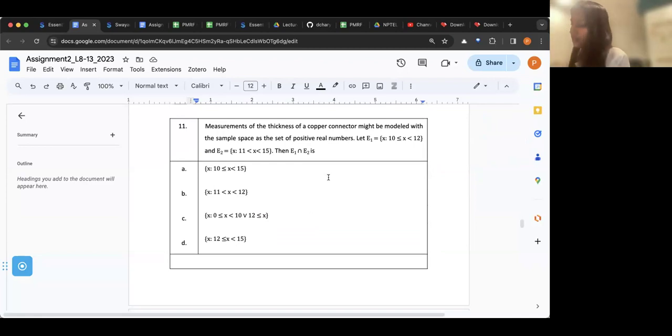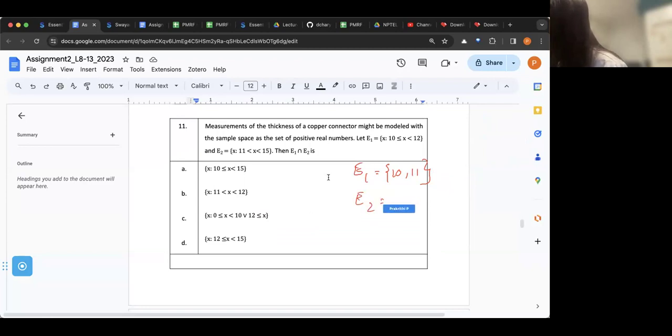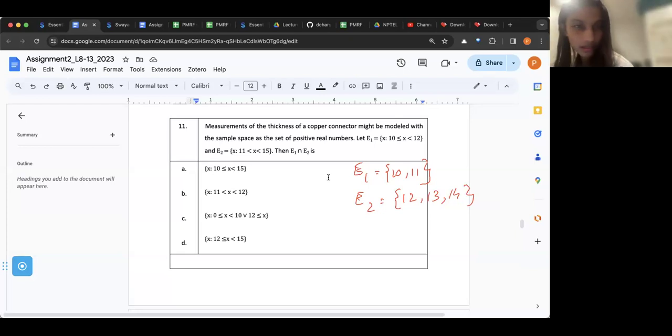Now again, measurements of the thickness of a copper connector is the same story. We define E1 as x greater than or equal to 10, so 10, 11, but less than 12, so there's no 12. And we have E2, which is greater than 11, less than 15, so just 12, 13, and 14. Now you have to do E1 intersection. I think the question is wrong here. Let me just check this.